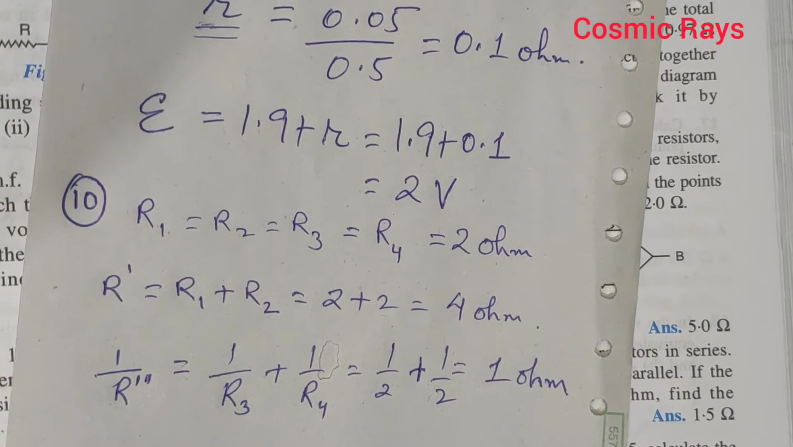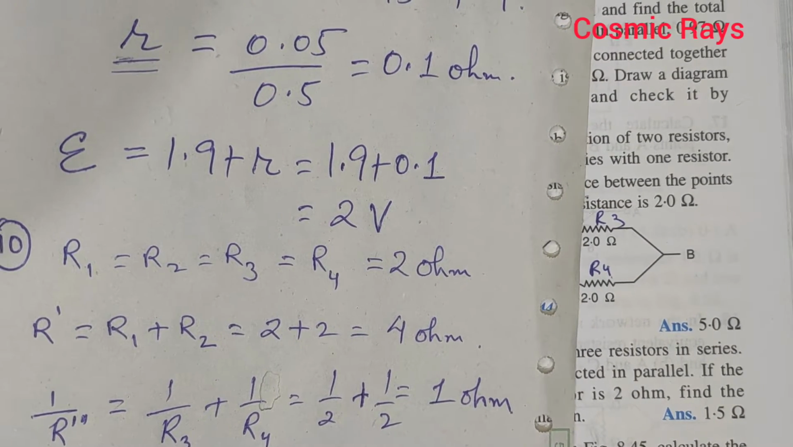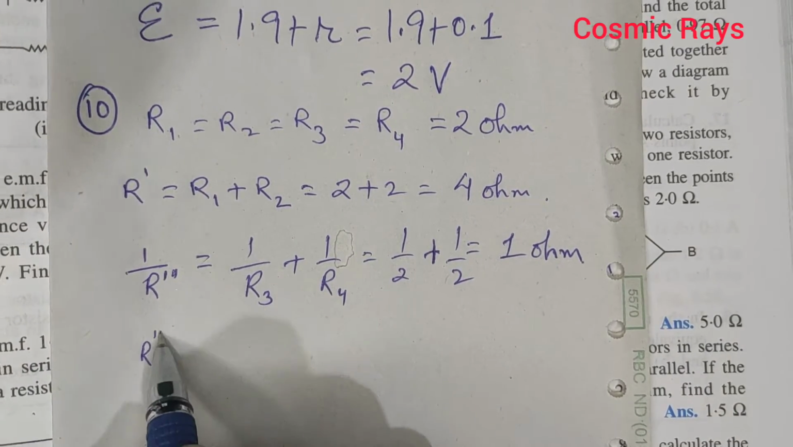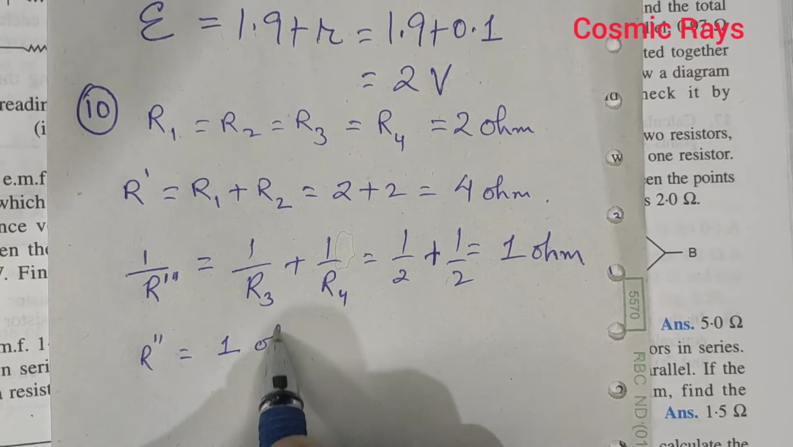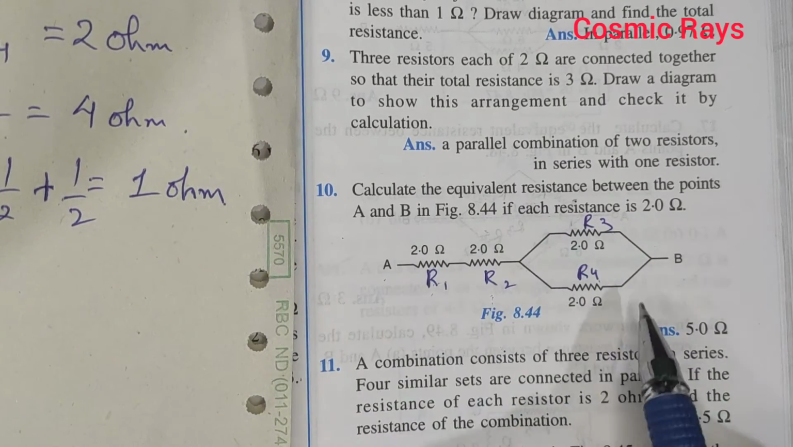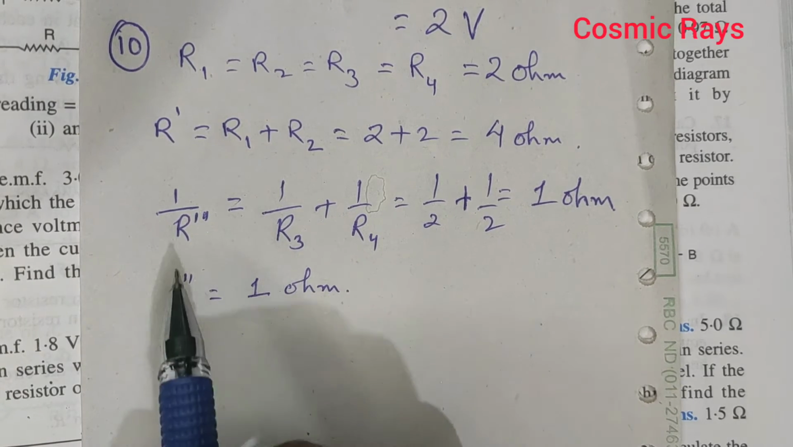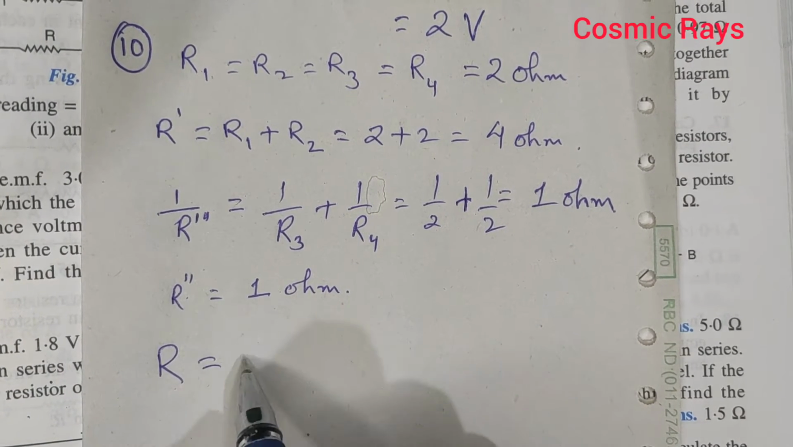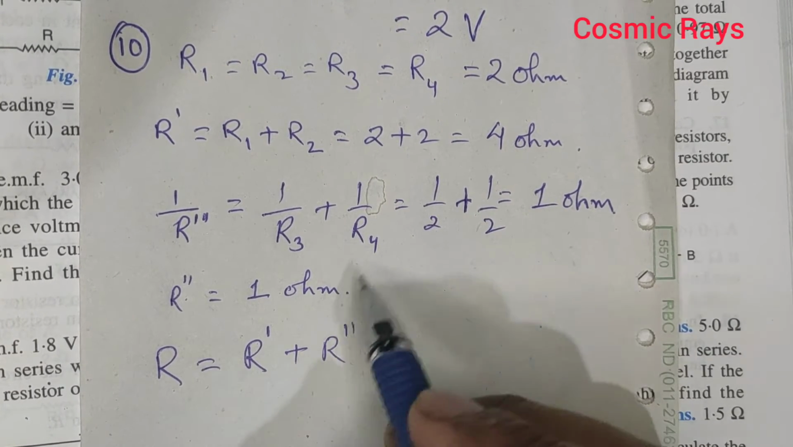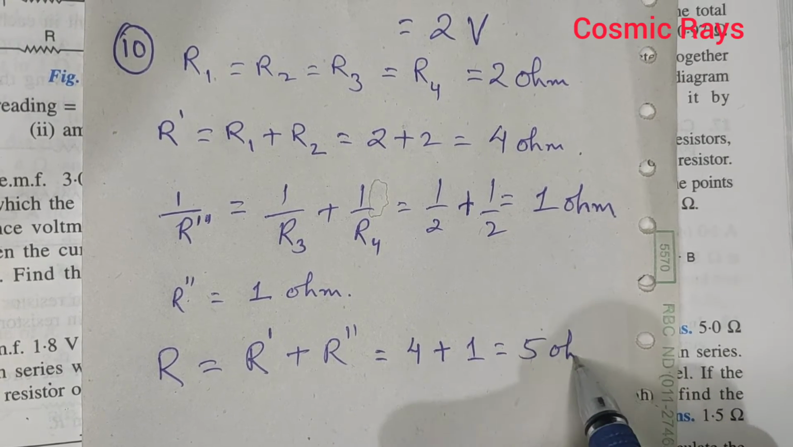Now again, to find out the total resistance, when I take the reciprocal of 1 by R double prime, it will be 1 only. So now the combination of total resistance will be the sum of these two. So therefore the total resistance R is nothing but the sum of R prime and R double prime. So that is equal to 4 plus 1, that is 5 ohm.